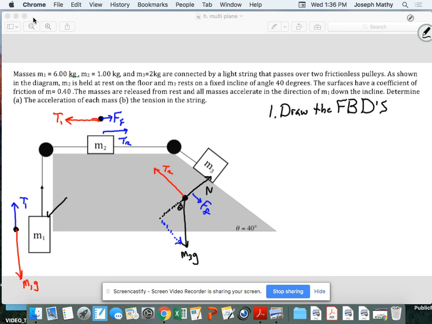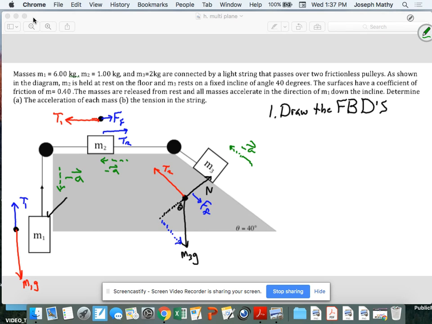So how do I know that though? Well, if I read this problem, it says that these masses are connected by a light spring and it shows that the surfaces have a coefficient of friction and all the masses accelerate in this direction. So here's what we're going to do. We're going to say that this direction here is a negative acceleration vector, and this direction here is a negative acceleration vector, and this going up is a negative acceleration vector.